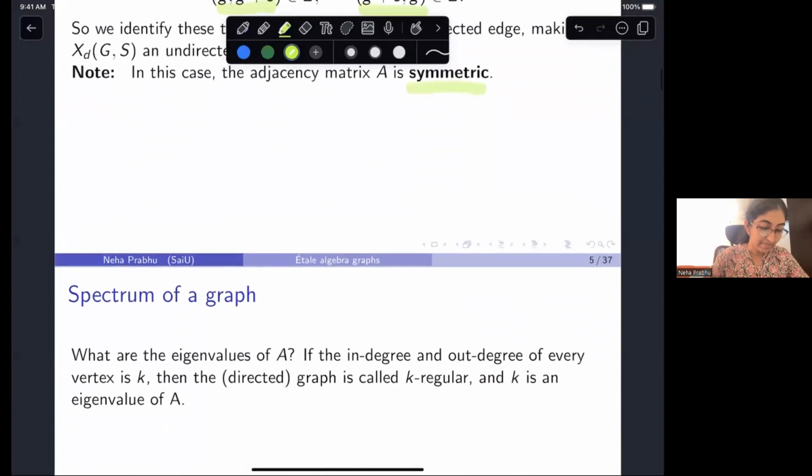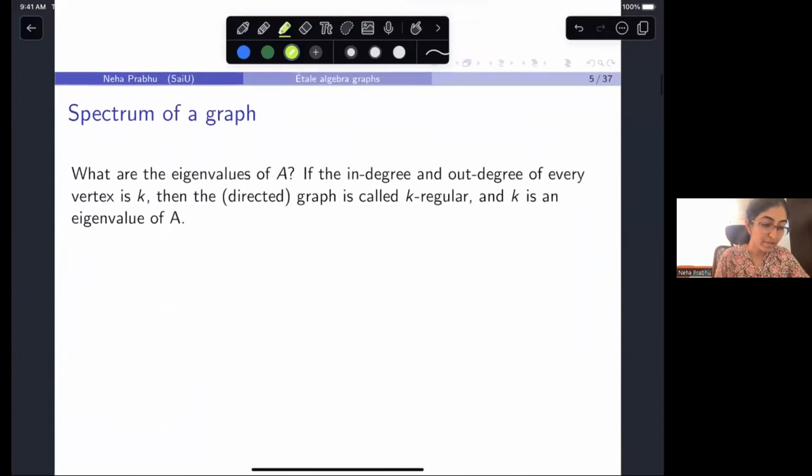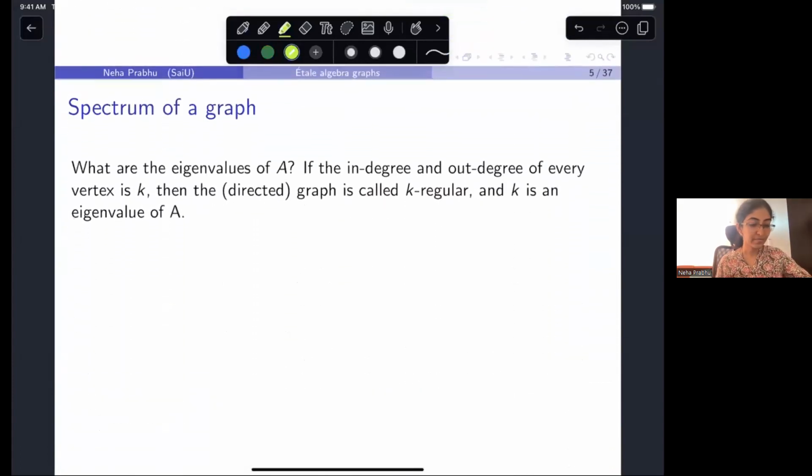So what is interesting in the area of spectral graph theory? This is something that graph theory people like to do, so number theory hasn't come in yet. What are the eigenvalues of A? If you have a matrix coming from a group, that's great. What are the eigenvalues? Well, firstly, we notice that this is a regular graph.